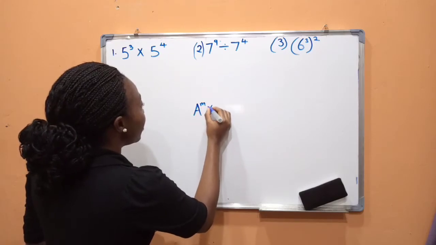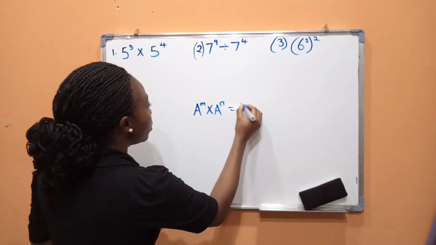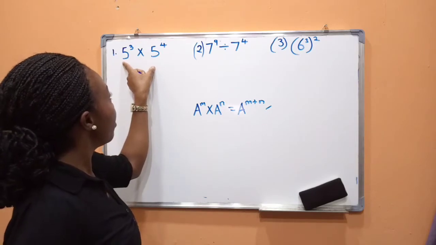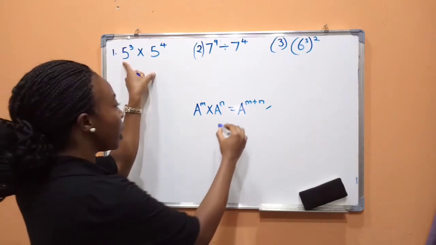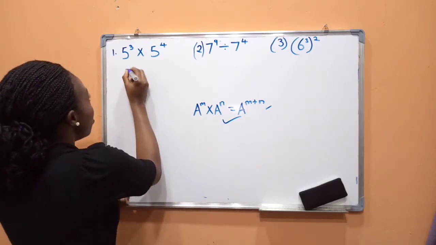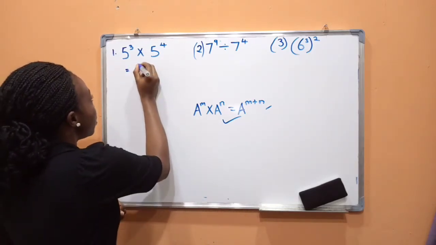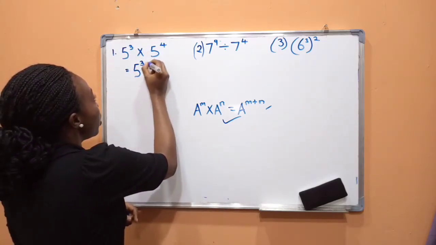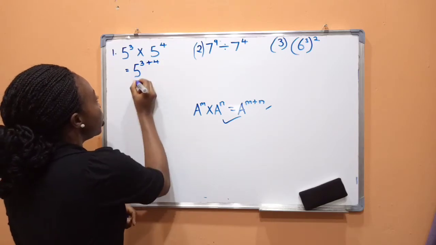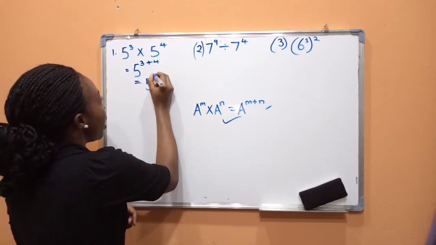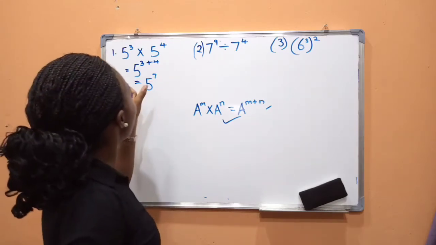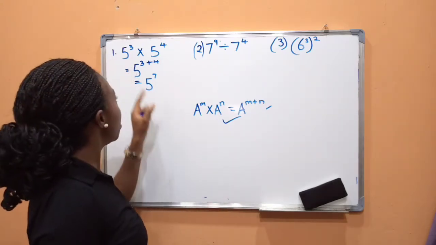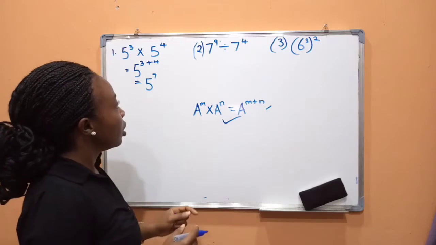a^m times a^n equals a^(m+n). So since we have the same bases, we simply apply this law. We pick one of the bases, which is 5, and then the indices or the exponents, and sum them up. So we are going to have 3 plus 4, which equals 5 to the power of 7. So whenever you have the same bases and you have multiplication, the next thing you do is to what? Add the exponents. That's exactly what we've done.